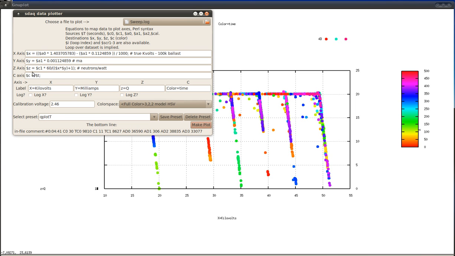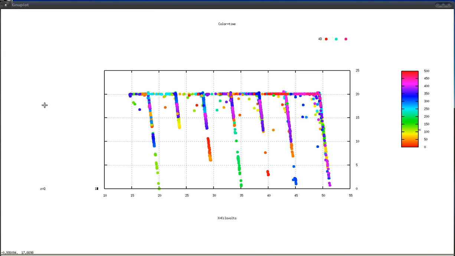As promised, I've now made a plot from the same data of Q versus time in the run, as you can see here on the C-axis. And this is time within each run separately, since they all start at 1 second and go to however long they go. We're computing Q by looking at the power input versus the neutrons per minute.